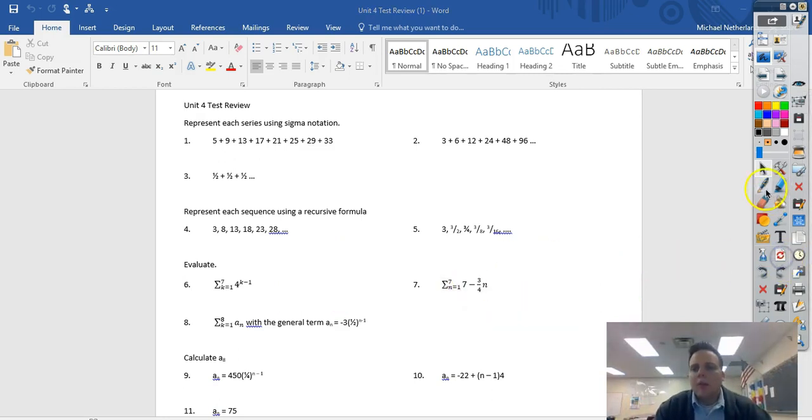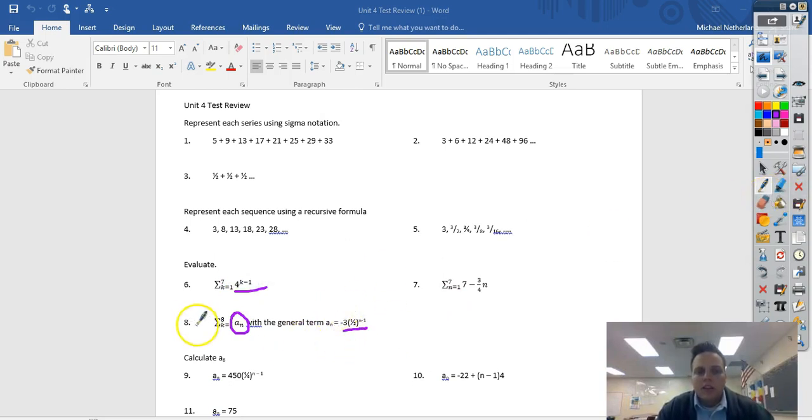All right, let's try problem 8. Find the sum of 1 to 8 of a sub n with the general term a sub n is equal to negative 3 times 1/2 raised to n minus 1. Okay, so this is just the explicit formula. That would just go right there, okay? It's the same type of problem as this one, okay? Because this is geometric, all right?